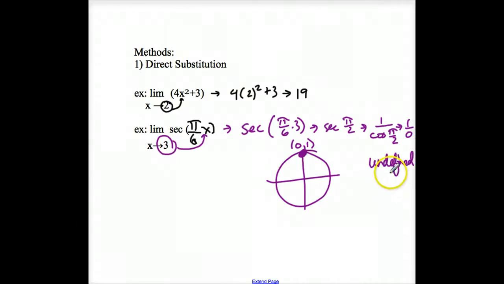That would be one of the other ways that a limit fails to exist. We'll have to do more work to figure out exactly what that is, but right now we're just going to say the limit does not exist.